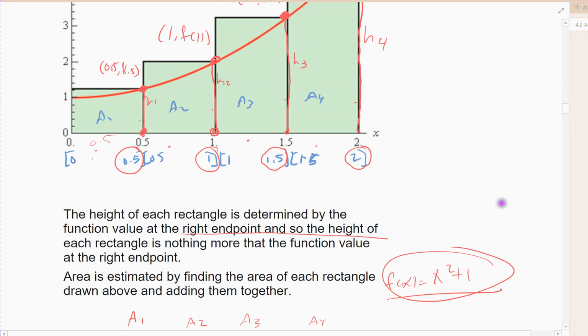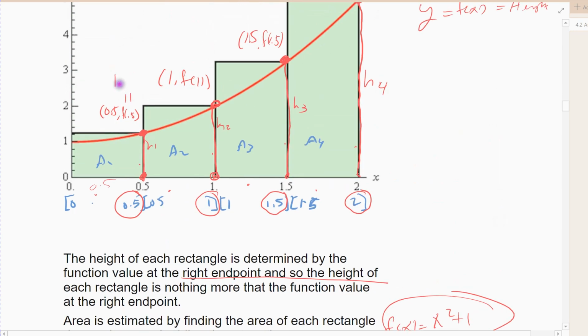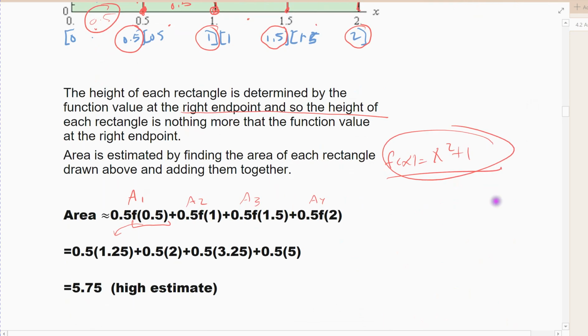That's the height of the first rectangle. This height would be 1.25, and the width would be 1/2. So I take my 1/2 times 1.25 to find the area of the first rectangle. Then I do the same thing for 1. When I plug 1 in, it becomes 2, right? This height would be a distance of 2, the width would be a distance of 1/2, and so on. I do that for each and every rectangle.